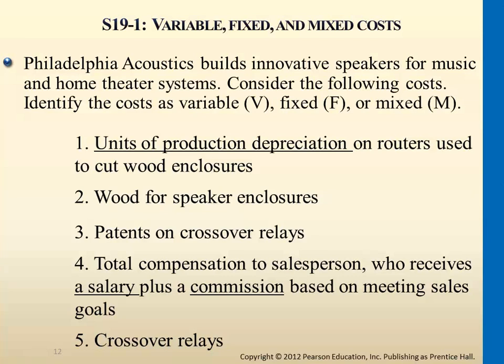So what about units of production on routers used to cut wood enclosures? This will be variable. Remember, with units of production, the more miles we're using the truck, the more cost incurred. So here, depreciation for this units of production is not straight line. It's considered a variable cost.